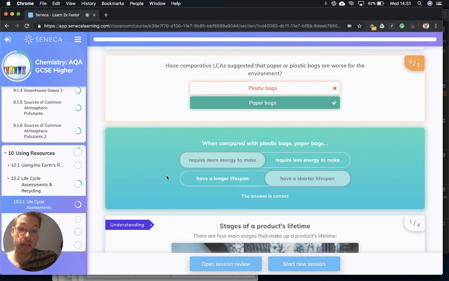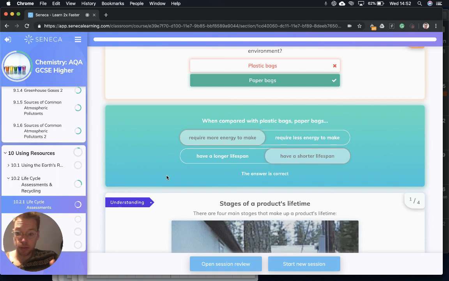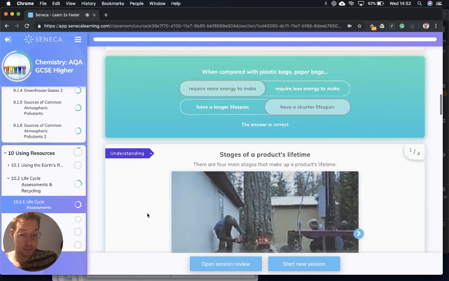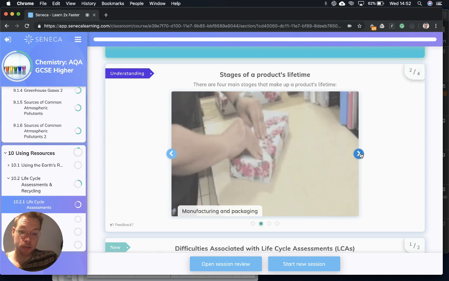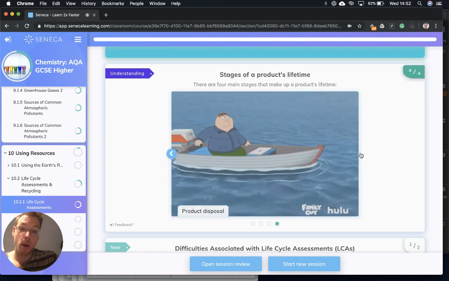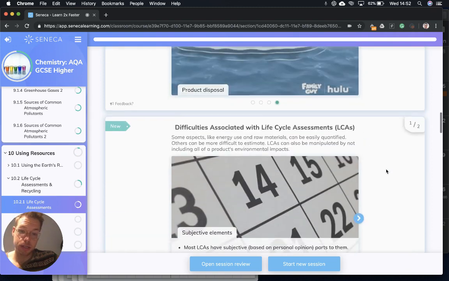So looking at the life cycle assessment of a product can tell us whether it's going to be good or bad, or what the impacts are going to be on the environment. So stages of a product's lifetime, do you remember those? It's acquiring raw materials, manufacturing and packaging, product use, and product disposal.